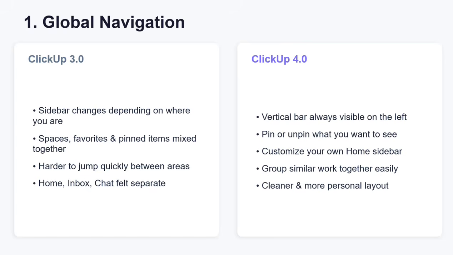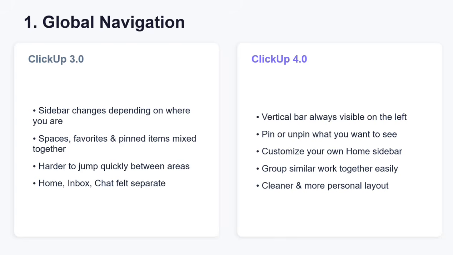So let's start with global navigation. This is the first thing people notice when they open ClickUp 4.0. There is now a permanent vertical global navigation bar on the far left. It stays open no matter what you're doing in ClickUp. You can pin or unpin the items you want, for example, spaces, chats, whiteboards, dashboards.